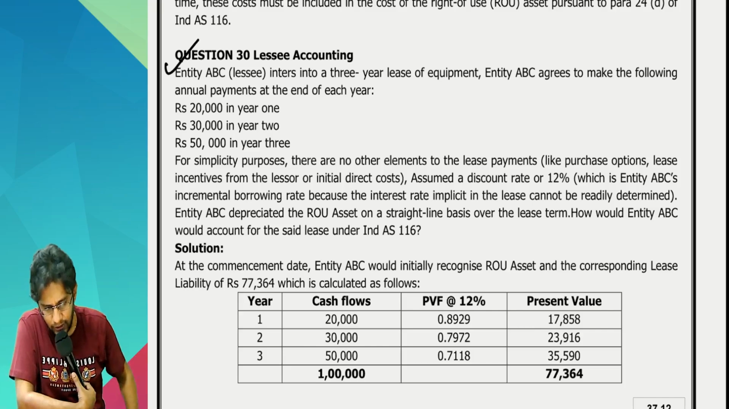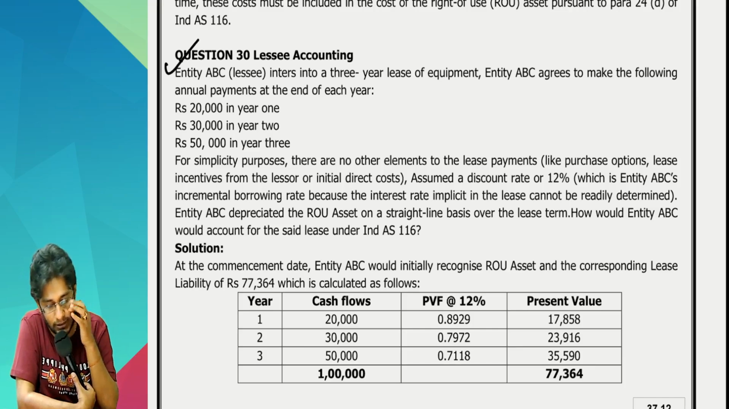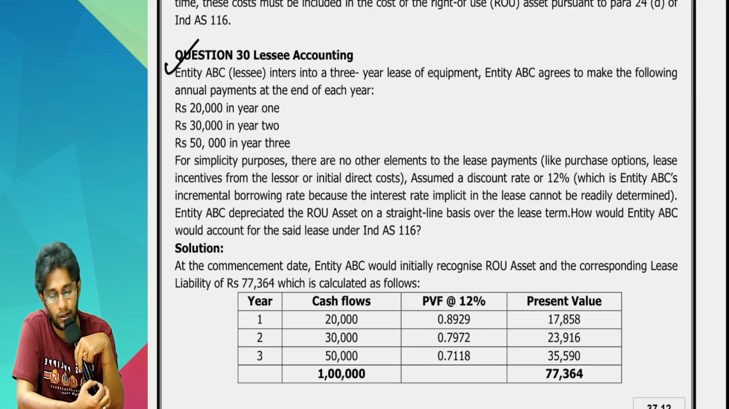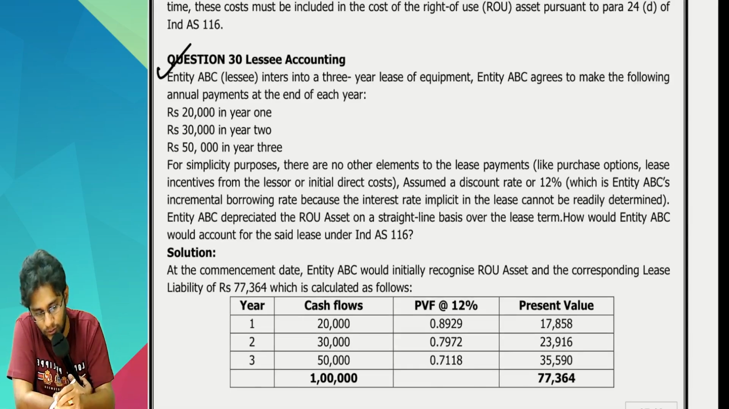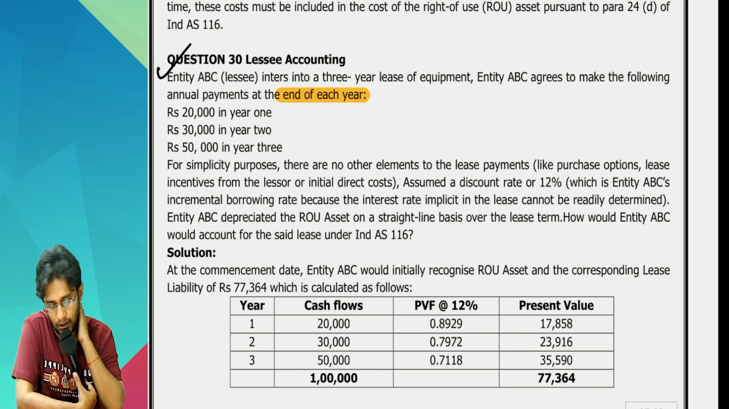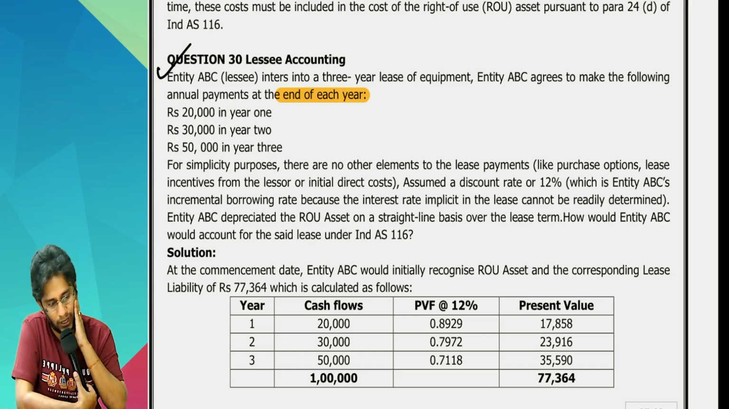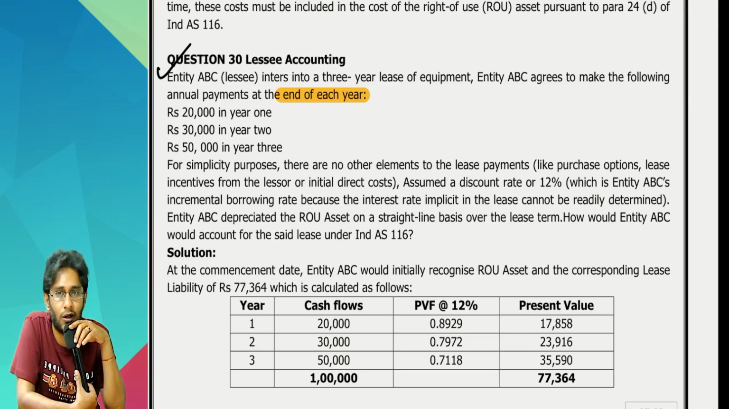Entity ABC enters into a 3-year lease of equipment. Entity ABC agrees to make the following annual payments at the end of each year. Careful sir, it is different now. He's saying end of each year. 20,000 first year, 30,000 second year, 50,000 third year. For simplicity, assume that there are no other elements to the lease payments. Brackets, so purchase option, lease incentives, initial direct costs, they are all not there.